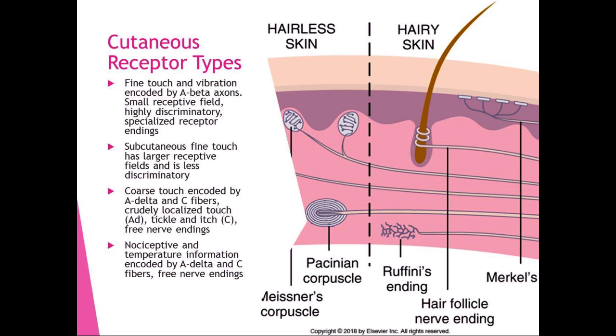Nociceptive and temperature information is encoded by A delta and C fibers, which are free nerve endings. Only A beta axons have those specific receptor endings, the specialized ones. C fibers and A deltas are all free nerve endings.